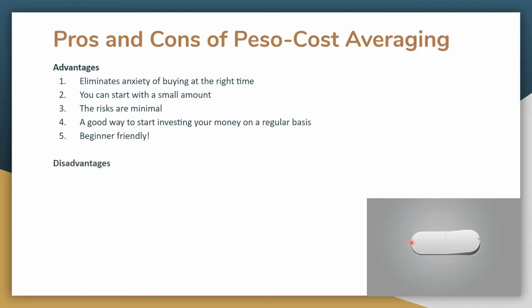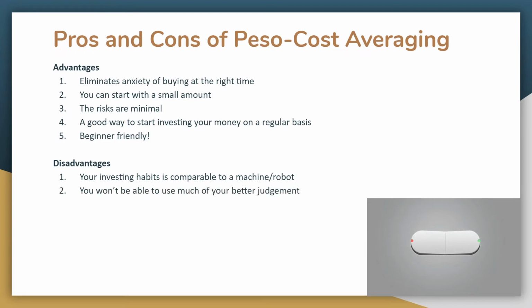But of course, there are also disadvantages. First is your investing habit is comparable to a machine or a robot. So actually you can automate it, I think, in Call Financial. I'm not sure, but in BPI Trade, I don't think that's possible. But yeah, since you're just purchasing the stock every single month with whatever price it's listed at, you're basically a robot.